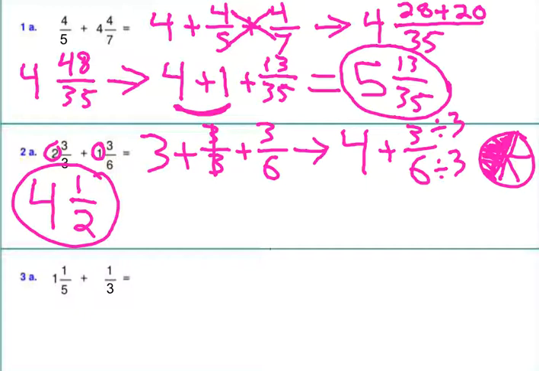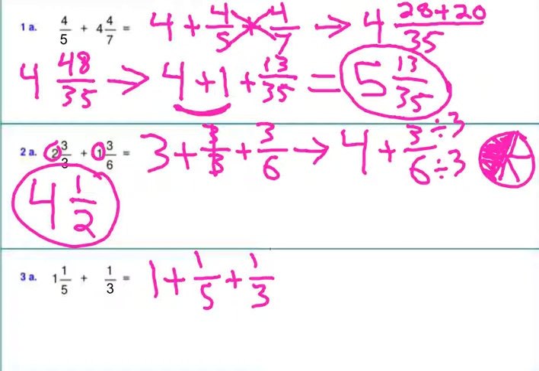You guys ready? All right. Where do you start? What are you going to add together first? Add the whole numbers together first. There's only one whole number, right? So it's 1 plus 1/5 plus 1/3. Yes, very good.